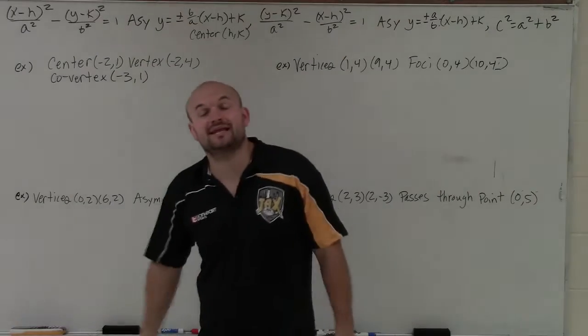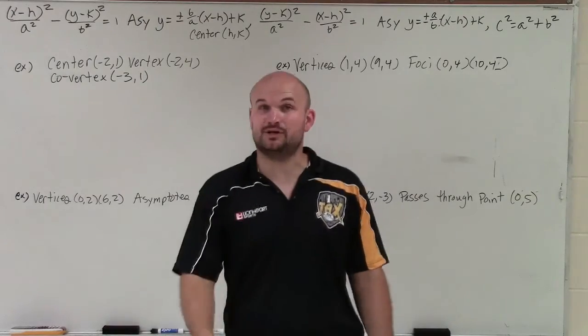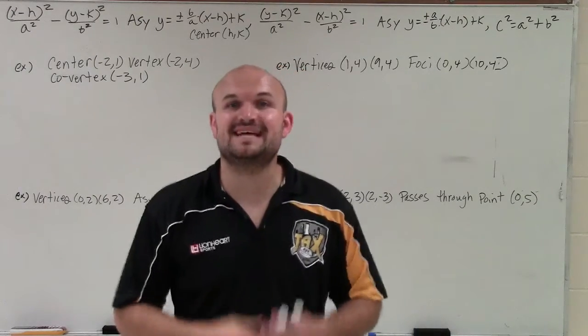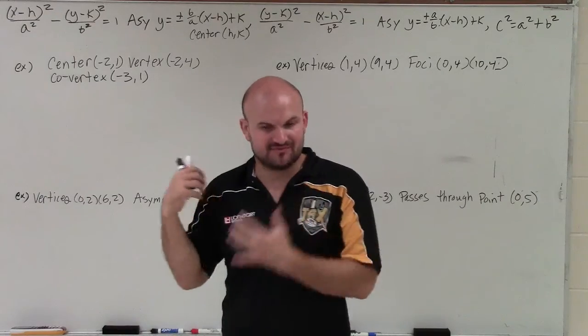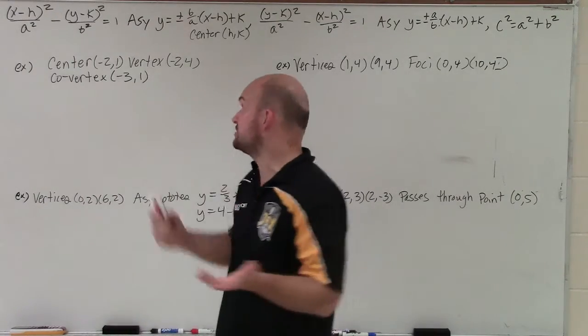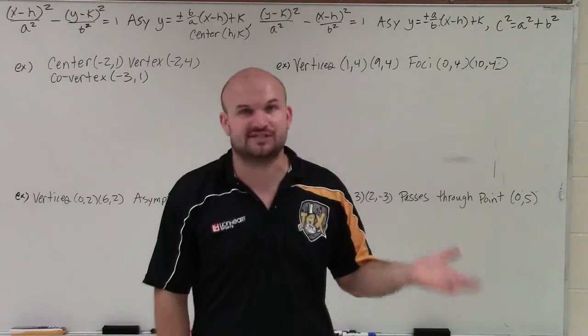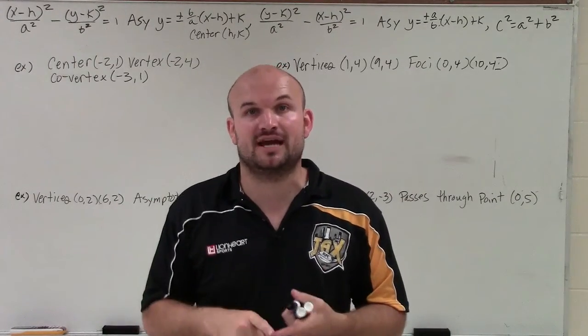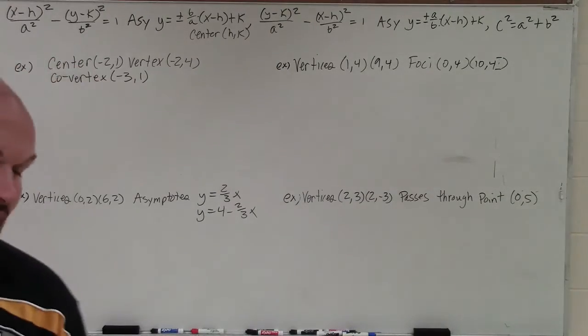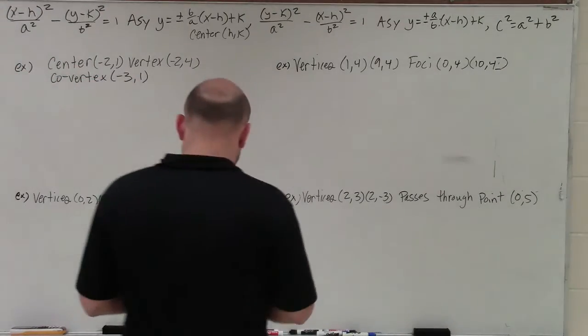Welcome, ladies and gentlemen. What I'd like to do is show you how to write the equation of a hyperbola when the center is not at the origin. In our previous video, we had something very similar, but our center was always at the origin, meaning our h and our k were always 0, 0. Now we need to take the information given and find our h and our k, as well as determine our a and our b.